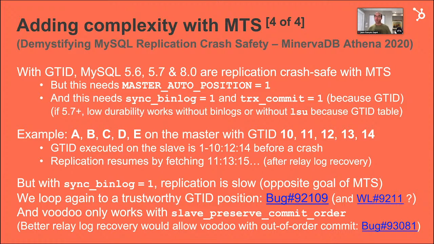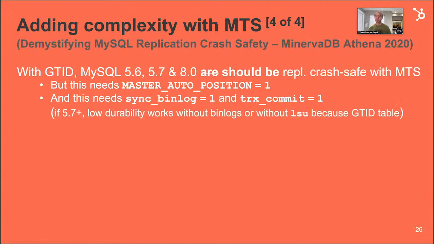And remember that the voodoo trick that I gave you before only works with in-order commit. So if you have slave_preserve_commit_order on with logical parallel replication, you can use the voodoo trick. And if not, you can't, and you have a problem. So we need better relay log recovery here.